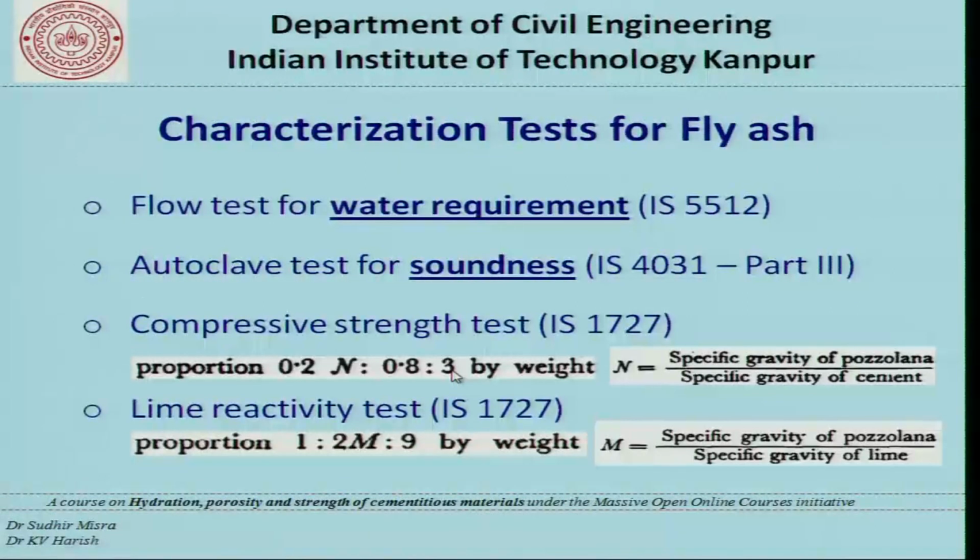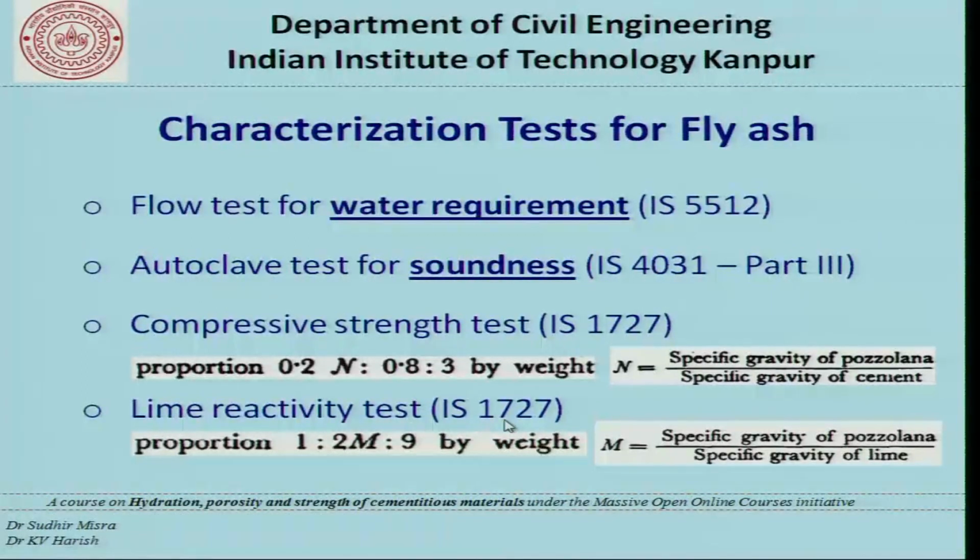Remember that the water is a very important parameter, and the code also provides some formula to determine the amount of water that should be added in this mixture. Once you calculate that, you have to find the strength of the specimen at a particular age, say 7 days or 28 days, and then there are some limits. If it is above that limit, then the particular pozzolan fly ash can be used for application. If it is below that, it cannot be used.